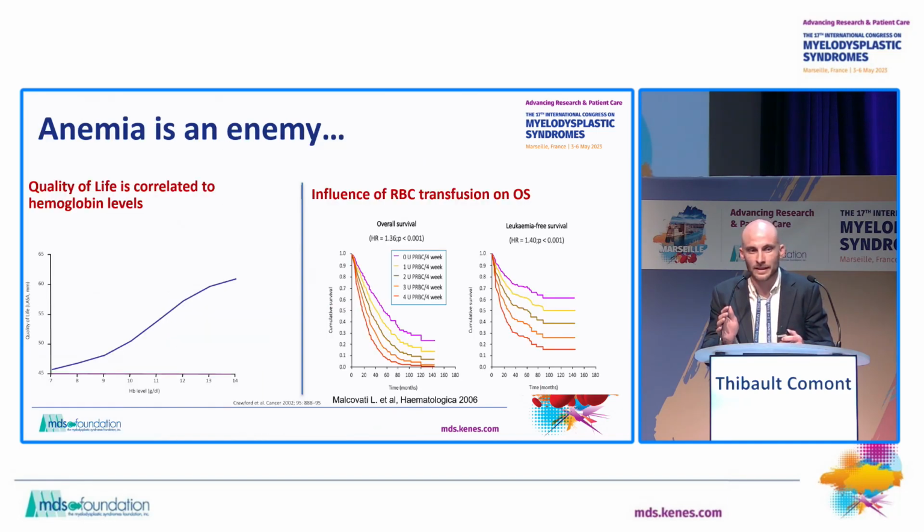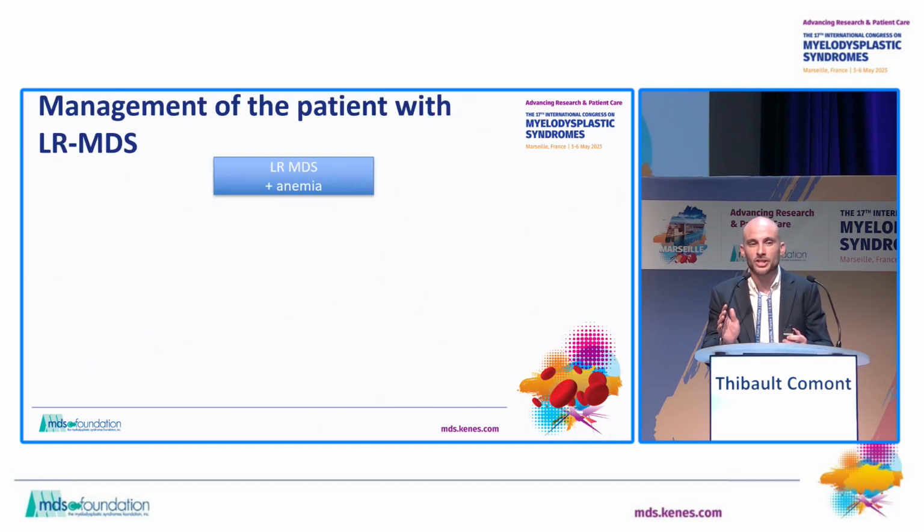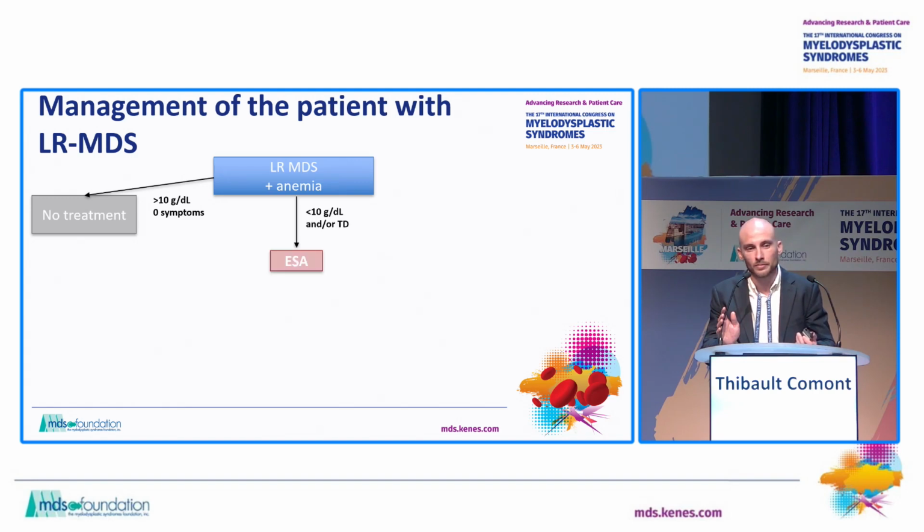But first, let's talk about anemia. As I say, in these patients, anemia is an enemy. We know that quality of life is strongly correlated to hemoglobin levels, and there is also a strong correlation between transfusion and overall survival. So how do we manage these patients with anemia? The first situation is wait-and-see, when patients have non-significant anemia or no symptoms. But most of them have severe anemia requiring transfusion and are symptomatic.